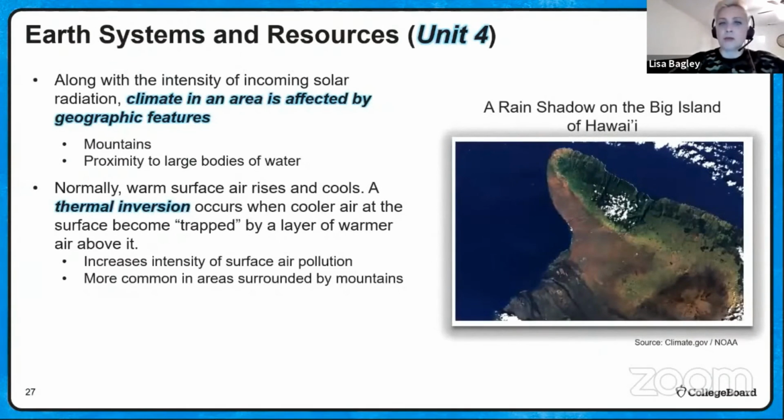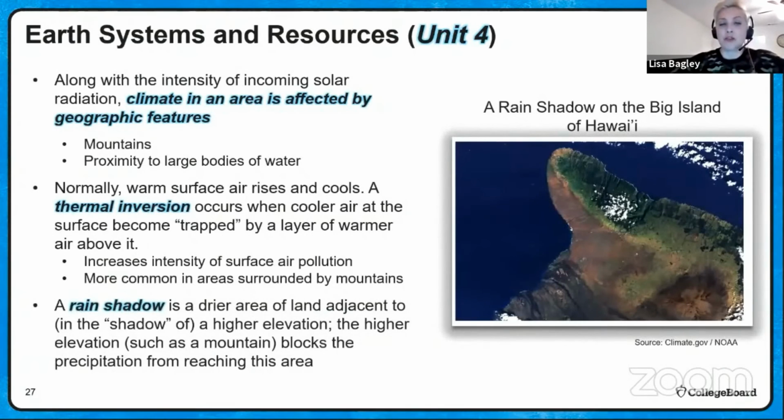Let's talk about rain shadows. A rain shadow is a drier area of land adjacent to or in the shadow of a higher elevation. The higher elevation, like a mountain, blocks the precipitation from reaching this area. And there's a picture. That's the big island of Hawaii. You can see that one area is very green and lush, and the other side is actually kind of brown and dry. And that is your rain shadow side. So the precipitation is falling on one side, and by the time the air gets to the downward slope, all of its moisture is gone.